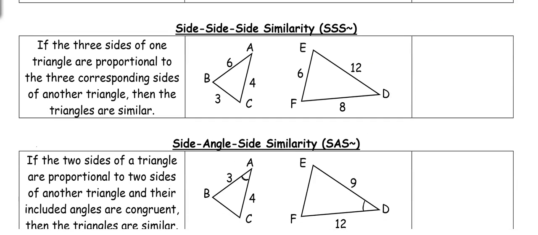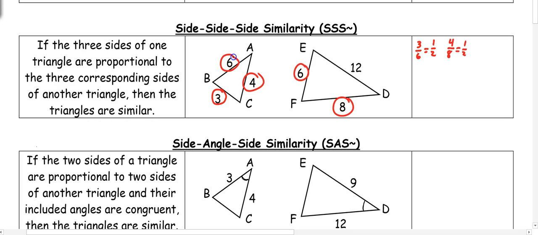The second method is side-side-side similarity. In side-side-side similarity, if three sets of sides of the triangle are proportional to three sets of the corresponding sides of the other triangle, then the triangles are similar. So when we're trying to figure out if they're similar, we want to figure out sides that are going to match up and maybe reduce to the same ratio. In this case, I'm going to use 3 over 6, which reduces to 1/2, 4 over 8, which reduces to 1/2, and 6 over 12, which reduces to 1/2. So because they all reduce to the same fraction, the triangles are similar.